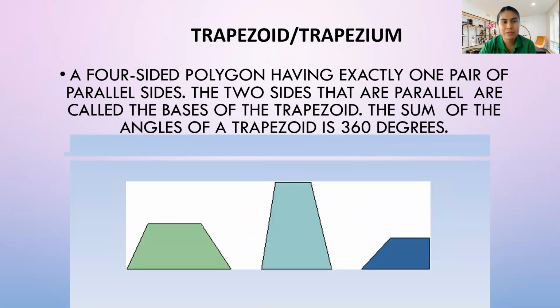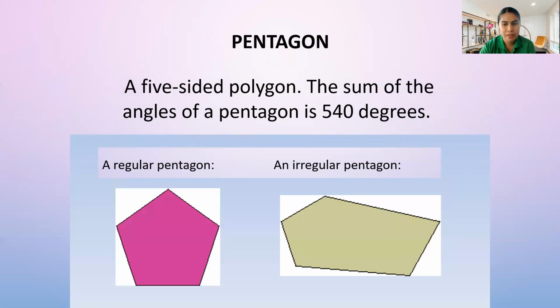Trapezoid or trapezium, a four-sided polygon having exactly one pair of parallel sides. The two parallel sides are called the bases of the trapezoid. The sum of the angles of a trapezoid is 360 degrees. And we finish with quadrilaterals, the four-sided polygons.